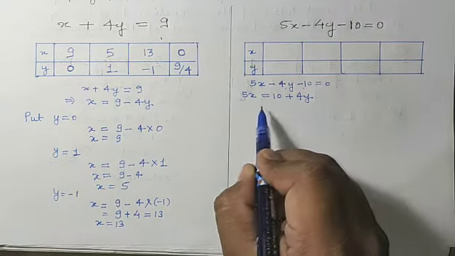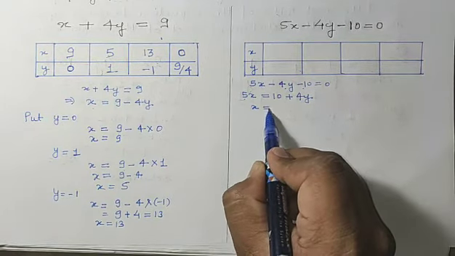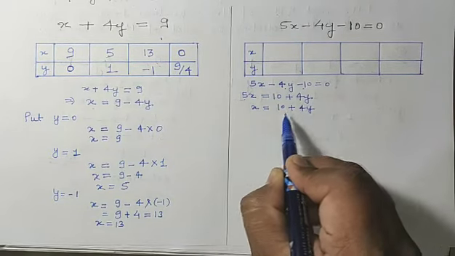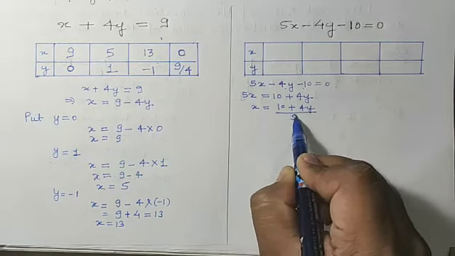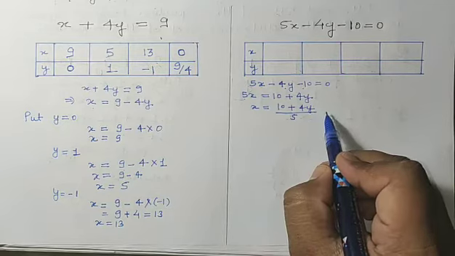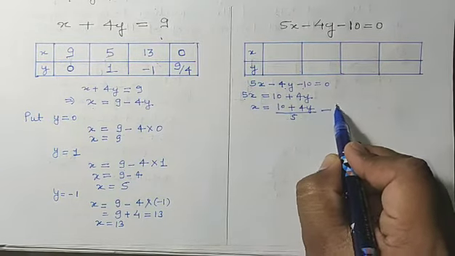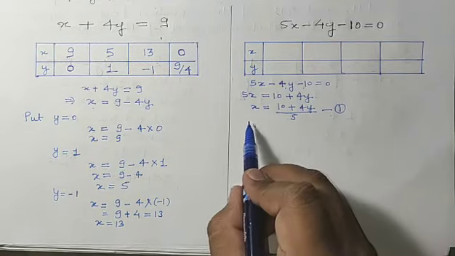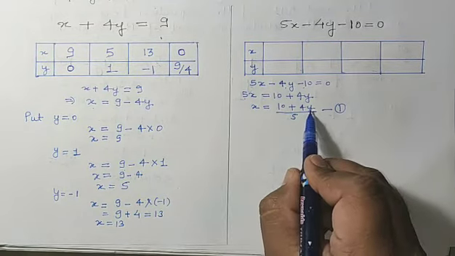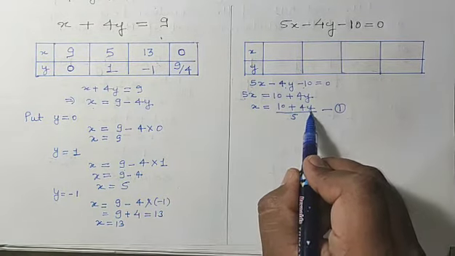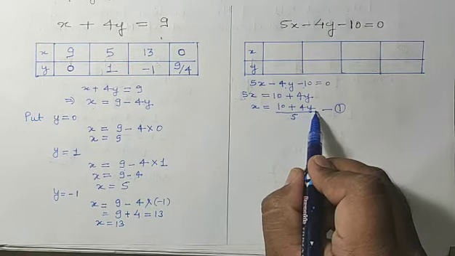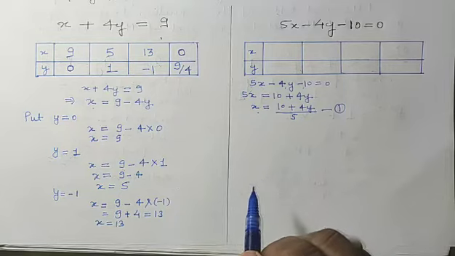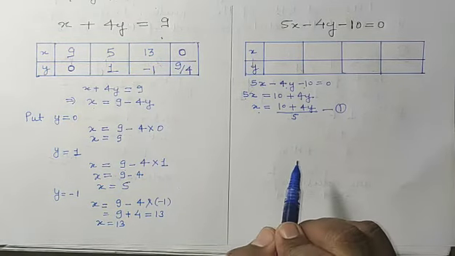Now we will shift this 5 also, so we will get x is equal to 10 plus 4y upon 5. Okay students, so suppose this is equation number 1. Okay, now for different values of y, we will get different values of x.